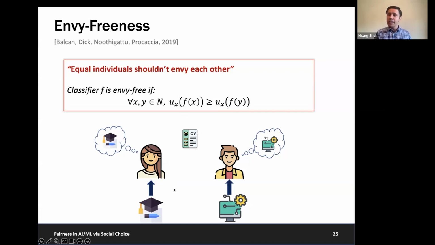Okay. So this now allows giving this girl over here an academic job with high probability, whereas the guy over here an industry job with high probability, as long as the girl actually prefers her own classification outcome to that of the guy, and the guy prefers his own classification outcome to that of the girl. Okay. All right.